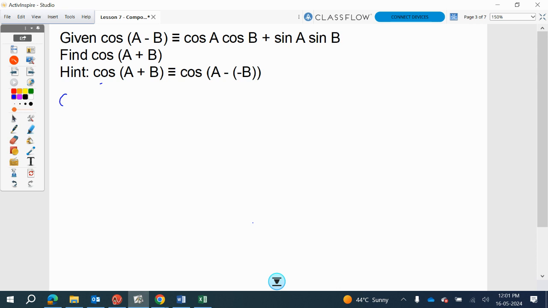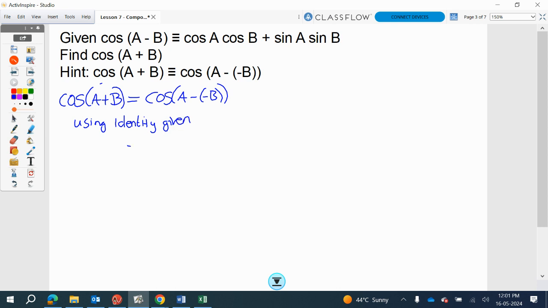So we're looking for another compound angle identity for cosine with the addition of 2 angles. Here in the hint, we can rewrite this like this. Then we can use the compound angle identity given. So using identity given, this is equal to the cosine of A, cosine of minus B, plus the sine of A, and the sine of minus B.